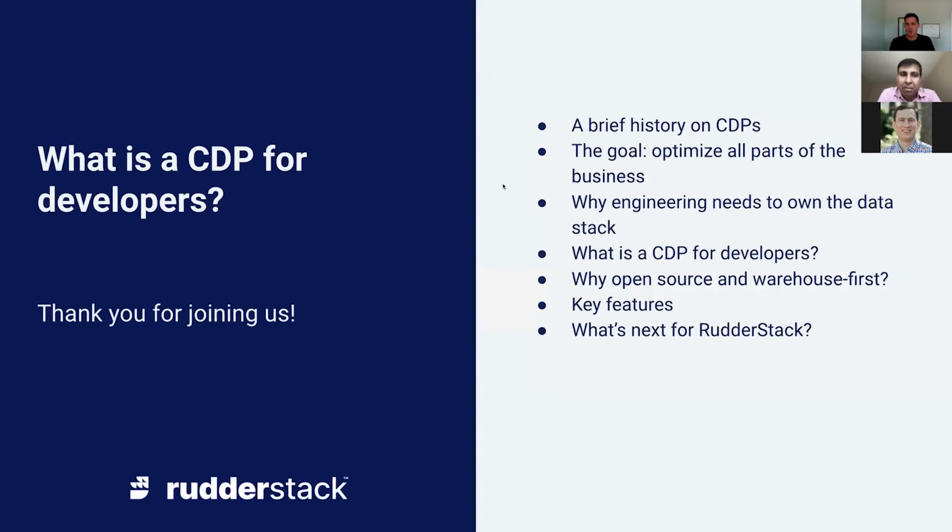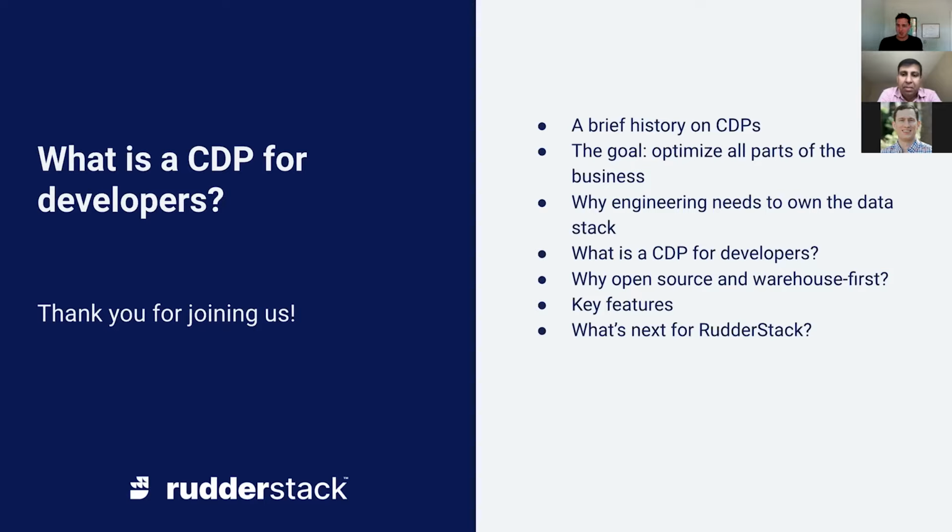Here's a brief agenda of what we'll cover, just so you can keep in mind what we're going to chat about and start thinking of some questions. So we'll talk about the history of CDPs. We'll also talk about really what the goal of using customer data is and how it's changed from a marketing use case to optimizing all parts of the business. And then a particular passion of ours is the subject of why engineering needs to own the data stack, which is a controversial topic, but one that we love to talk about and one that Soumyadeb has extensive experience in.